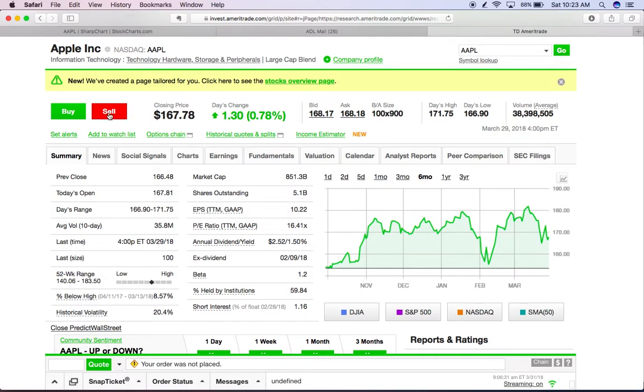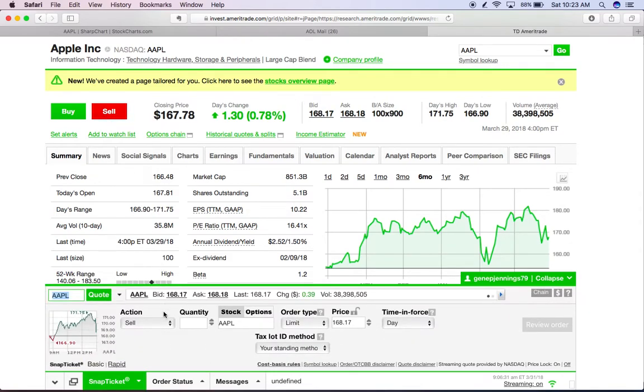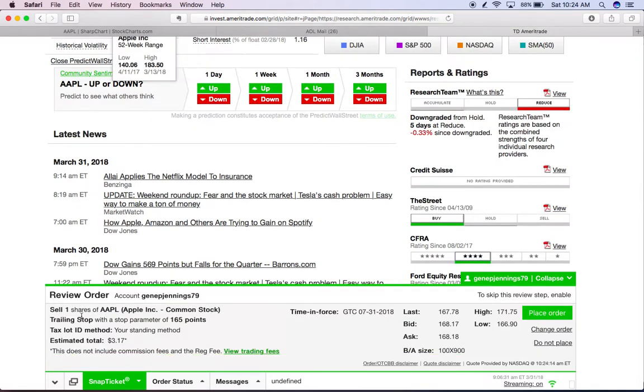So go back to the trailing stop. So you hit the sell order. You'd put your whatever amount of shares you've got there, and then you would hit a trailing stop percent or trailing stop dollar. In this case, you would just put the stop parameter, put the amount or the price that you want to stop at, and go from there. Say 165 or whatever the number is. Review your order, and it says a trailing stop with the stop parameter 165 points.